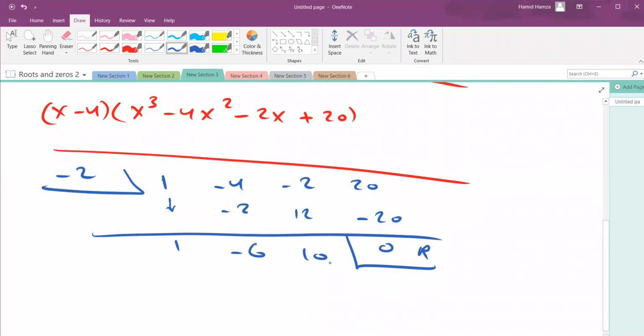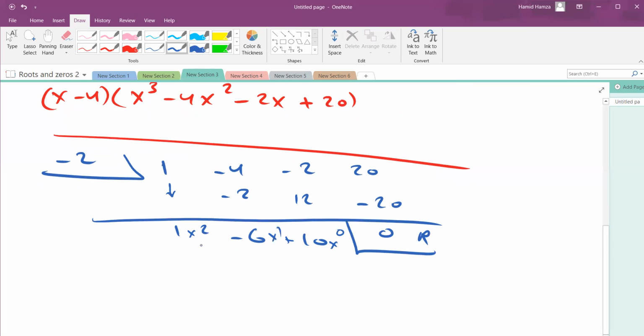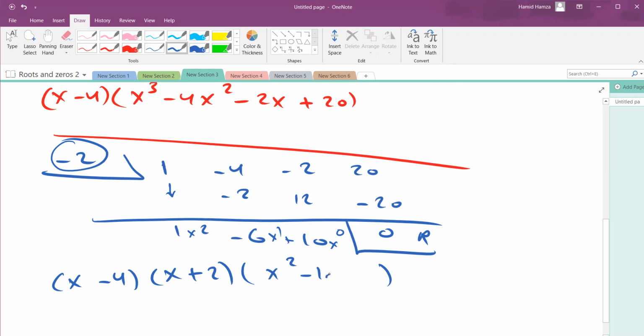Let's write the expression. So x power 0 plus x power 1 and x power 2. So it will be like this, guys. It will be x minus 4, and take this number with x with a different sign. So it will be x plus 2 multiplied by the result, which is x power 2 minus 6x plus 10.